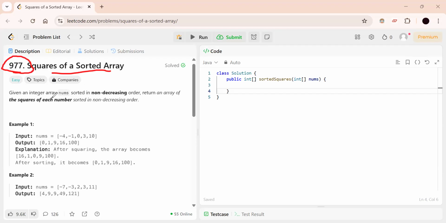Given an integer array nums sorted in non-decreasing order. So they are giving us an array nums sorted in non-decreasing order. Keep this point in mind.